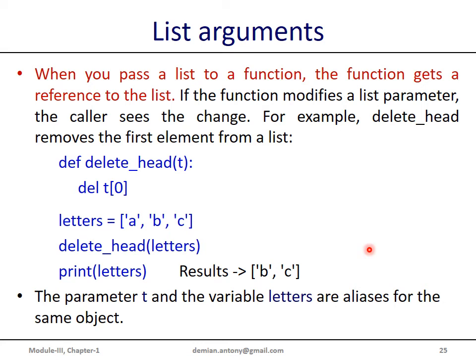Lists and functions. Let us understand how to pass a list to a function as an argument, as well as how to return a list to a caller. When we pass a list to a function, the function gets the reference to the list. It means that if the function modifies the list parameter, the changes are seen in the caller also.